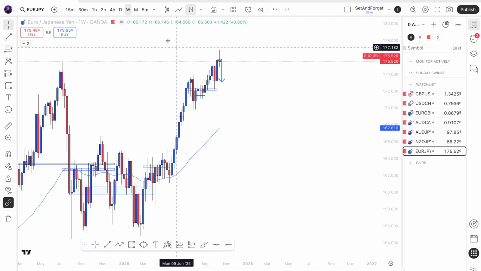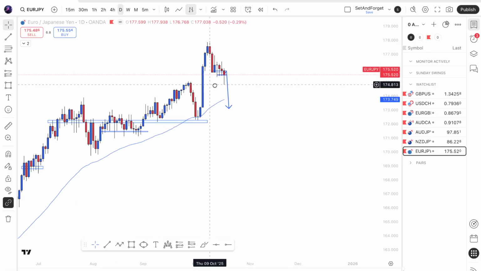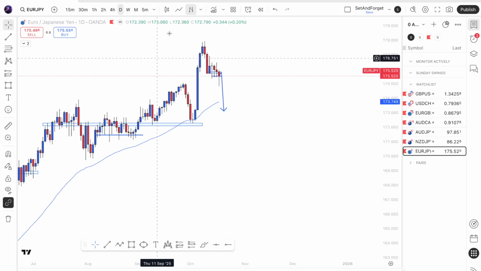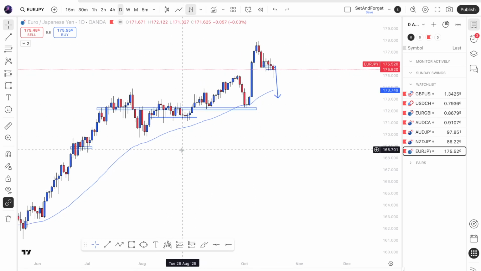Weekly, nice doji. Daily, I think this is going to be a weak fill, and maybe move down to the daily EMA. Yeah.